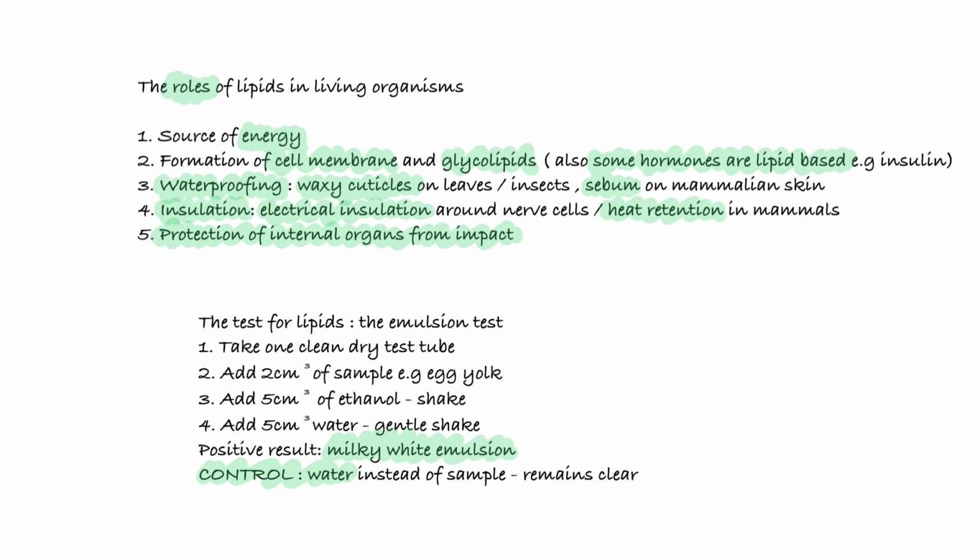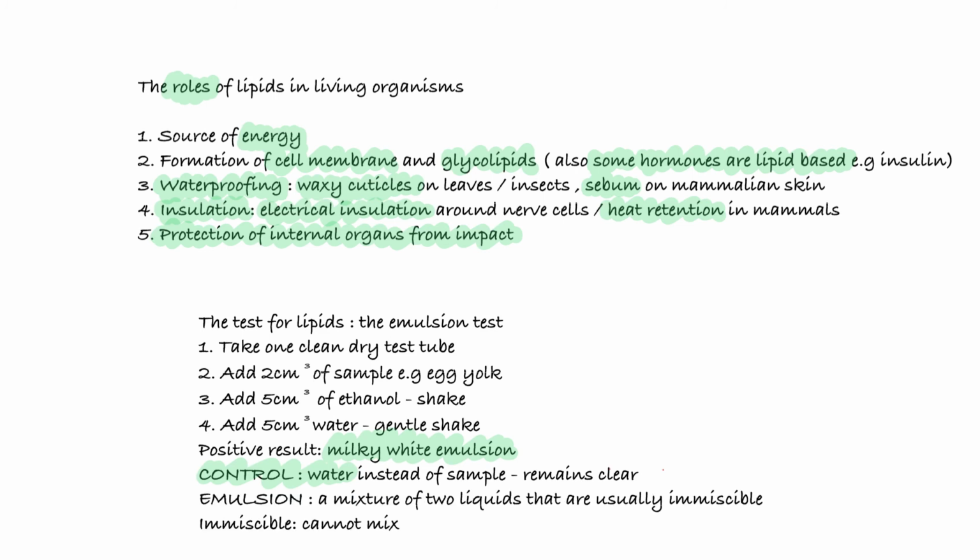Let's just check that we understand that term, emulsion. An emulsion is a mixture of 2 or more liquids that are normally immiscible. Immiscible means that they won't mix together usually. So in an emulsion, one liquid, in this case our lipid, is dispersed within the other.